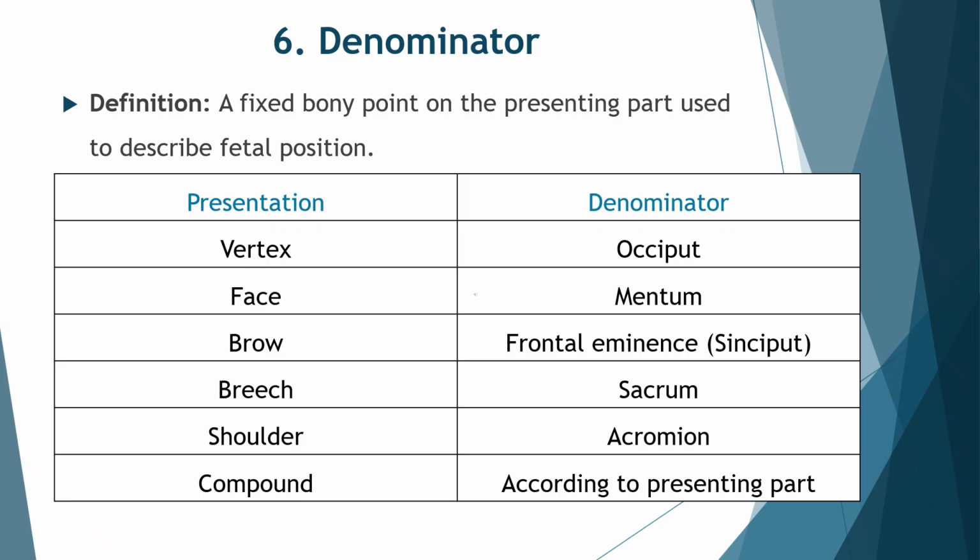In brow presentation, it is the frontal eminence, or sinciput. In breech presentation, the denominator is the sacrum, and in shoulder presentation, it is the acromion process. So, dear students, remember that the denominator is simply a reference landmark used to identify and describe the fetal position during labor. It is an important concept because position is always described in relation to the denominator.